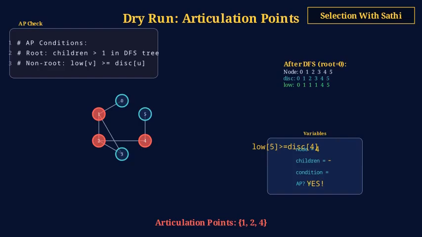Return to 1, low of 3 is 3, disk of 1 is 1. 3 is greater than or equal to 1. Node 1 is an articulation point. Removing it disconnects the triangle from 3 and 4. Check root 0. It has only one DFS child, so it is not an articulation point. Articulation points 1 and 3.